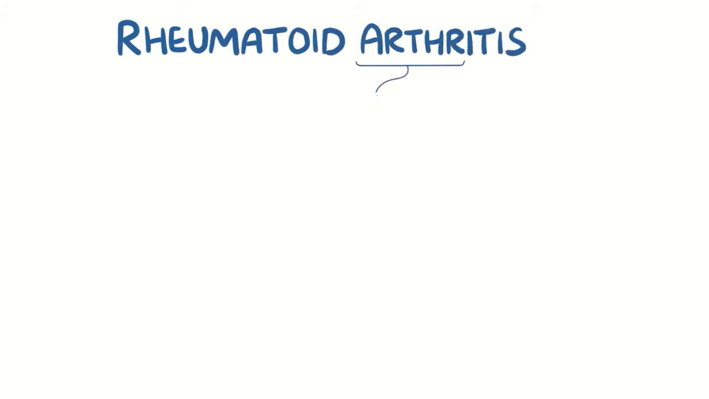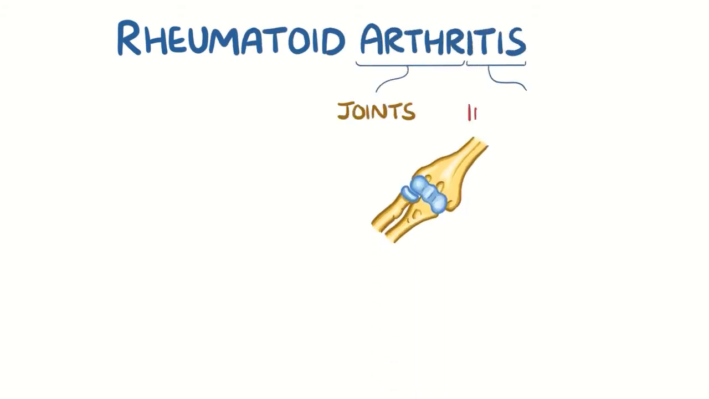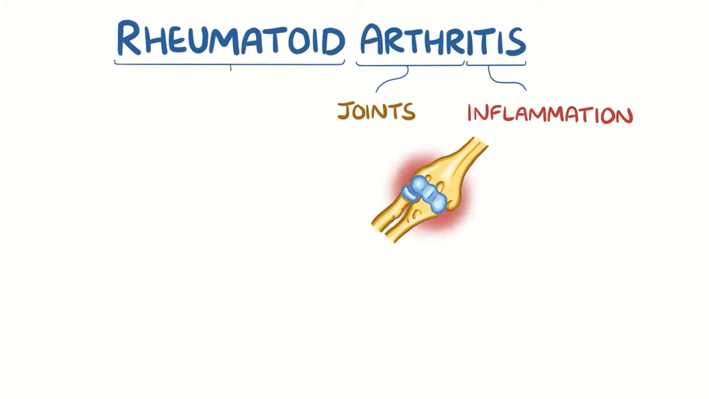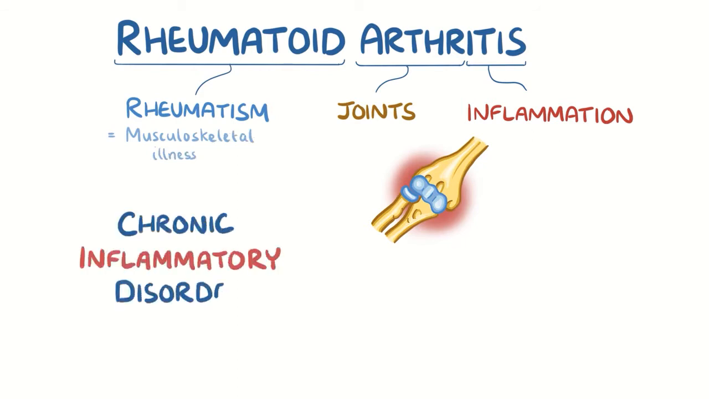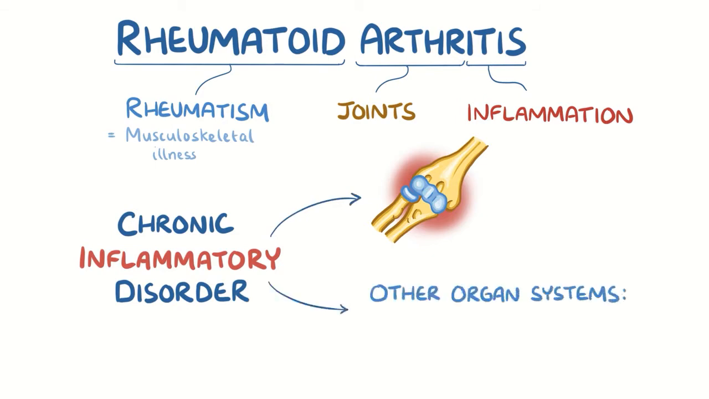Arthritis: arth refers to joints, itis means inflammation, and rheumatoid comes from rheumatism, which more broadly refers to a musculoskeletal illness. So rheumatoid arthritis is a chronic inflammatory disorder that mostly affects the joints, but can also involve other organ systems, like the skin and the lungs as well.